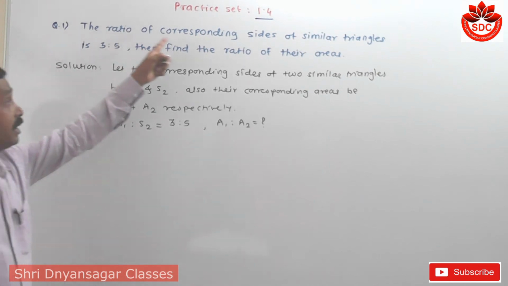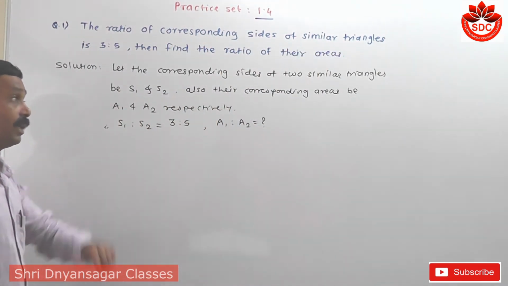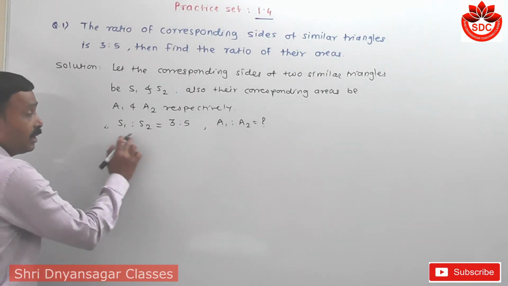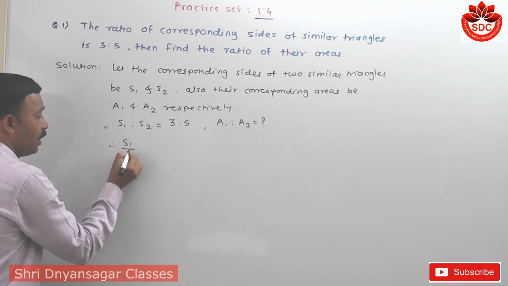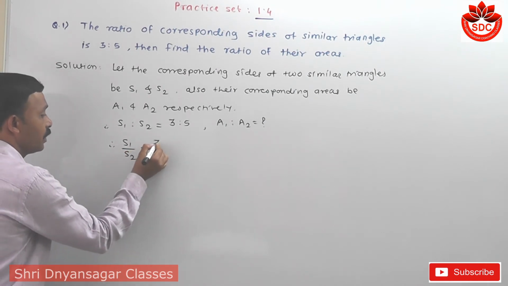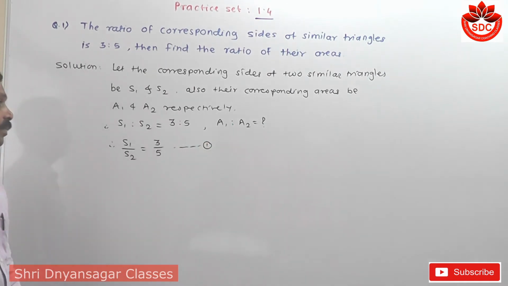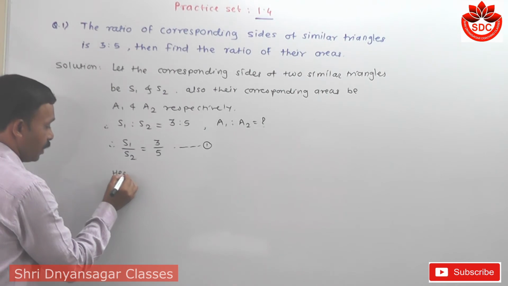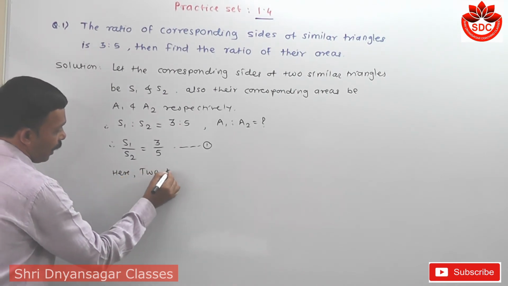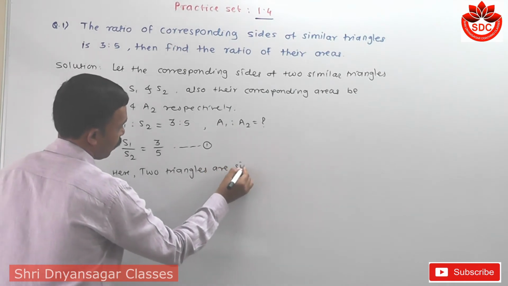Student, already in this example there are two similar triangles, so we take these similar triangles also. Now from this ratio of the corresponding sides I write S1 upon S2 is equal to 3/5. Let this be equation number first. Now here two triangles are similar.